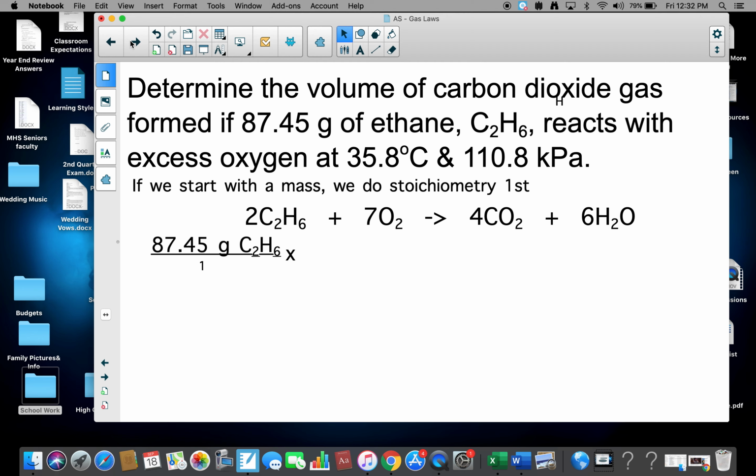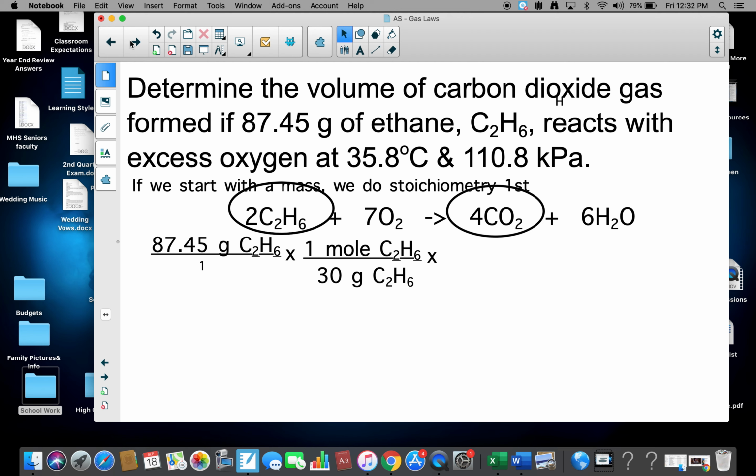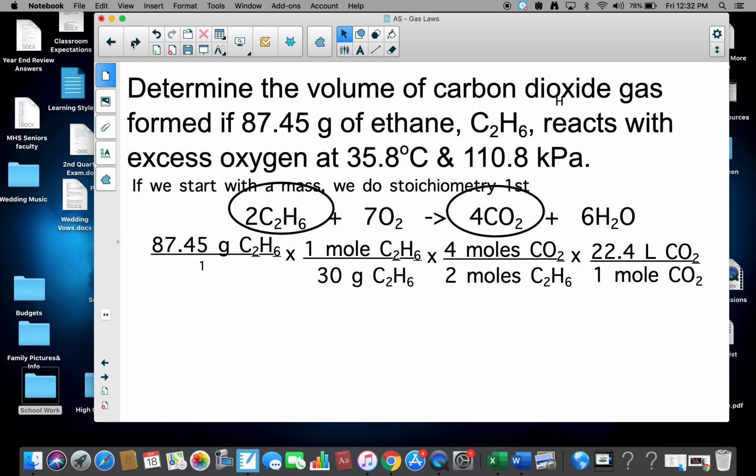The 87.45 grams. Now, in order to go from grams to moles, we need formula mass. 1 mole of C2H6 is 30 grams of C2H6. All right, using our equalities here: 2 moles of C2H6 is 4 moles of CO2, so 4 moles of CO2 over 2 moles of C2H6. And the 22.4 molar volume of CO2 is 1 mole. We multiply that through, cross everything out, and we get 130.6 liters of CO2.